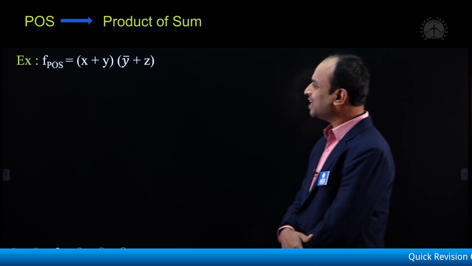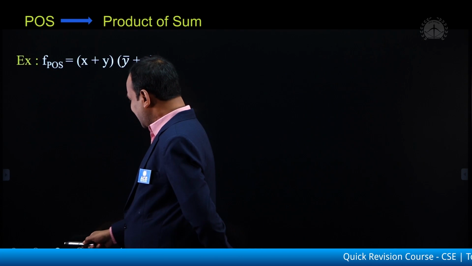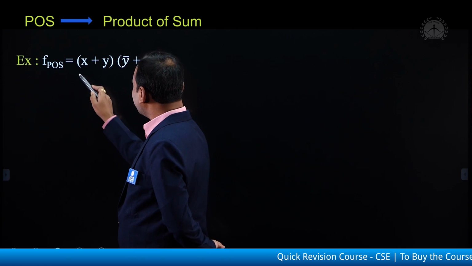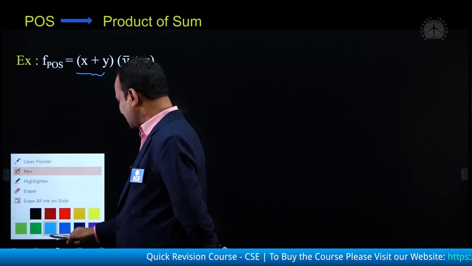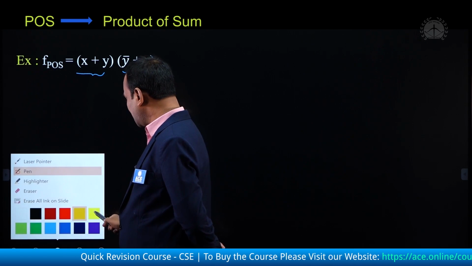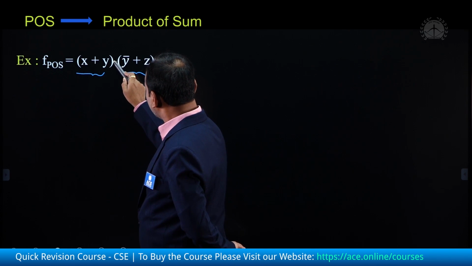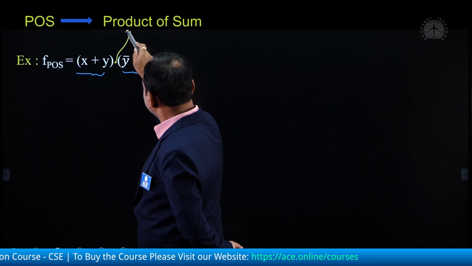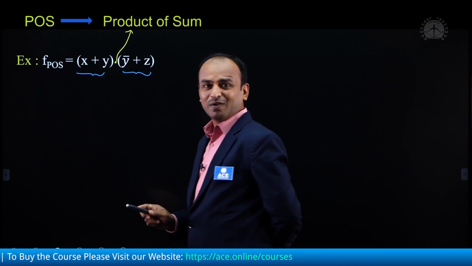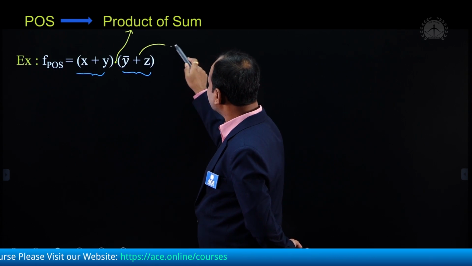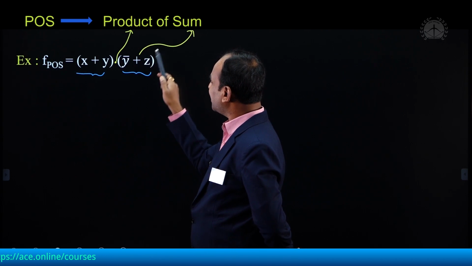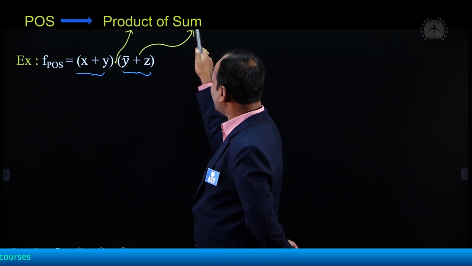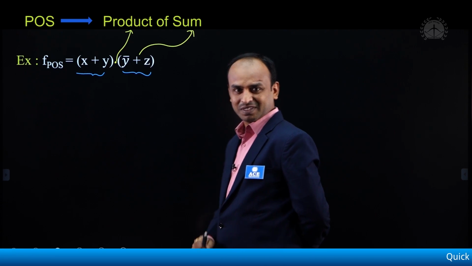With an example, now I am selecting one example here. Observe, dear students, there are two terms here: term 1, term 2. Between the two terms, what is the operator here? Product. Within the term, between the literals, what is the operator here? Sum. Once again, between the two terms the operator is product, and within the term, between the literals, the operator is sum. This is a product of sum.